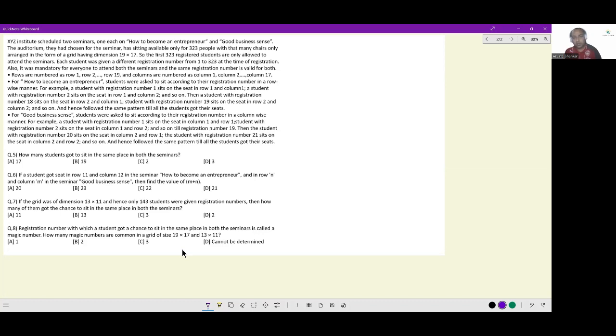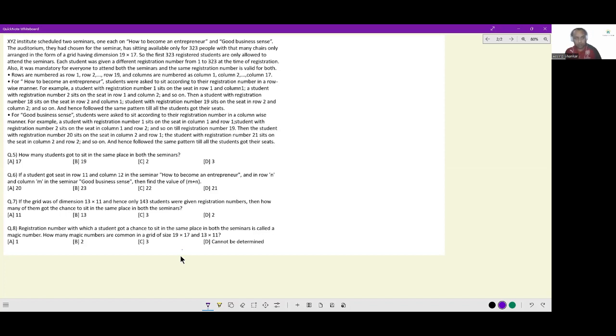So the first 323 students are the only ones allowed to attend the seminar. So 323 seats, only on a first come first serve basis. The first 323 people who register are allowed to attend the seminar. Each student was given a different registration number from 1 to 323 at the time of registration. It was mandatory for everyone to attend both seminars, and the same registration number is valid for both.